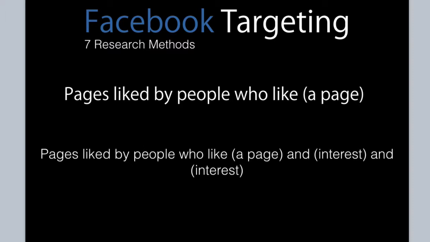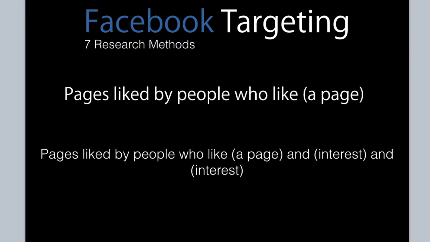You can also get more specific by using this phrase: pages liked by people who like a page and an interest, and you can keep going on and on and narrow it down as specific as you like. Which will also give you a really nice narrowed down targeted list of what other interests those people have besides just fitness, which may be related. So that's a good way to get some really specific targeted audiences directly from Facebook.